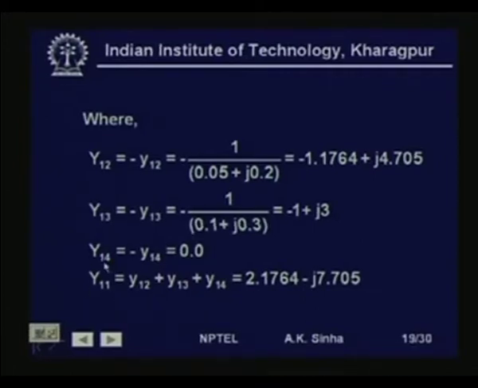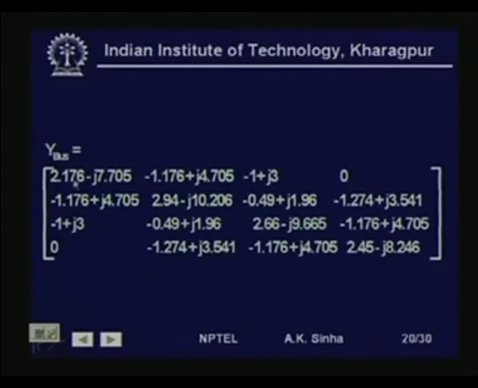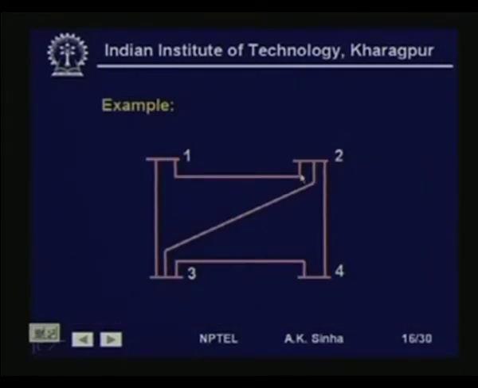Now, what is Y11? Y11 is basically the sum of all y12, y13 and y14 with a negative sign. So, here if we do that, this will be the negative of capital Y12, Y13 and Y14. So, if we add them like this with a negative sign, which is missed here, then we will get this as 2.1764 minus j7.705. Same way we can calculate the other elements of the Y bus. If you do that, you are going to get a Y bus like this. Okay, this is very easy to formulate the Y bus of the system. Now, let us see if we replace this line between 1 and 2 by a regulating transformer, then how my Y bus gets modified.